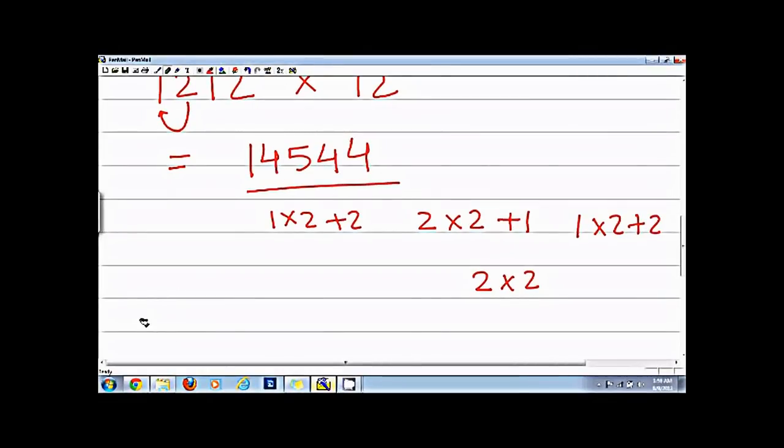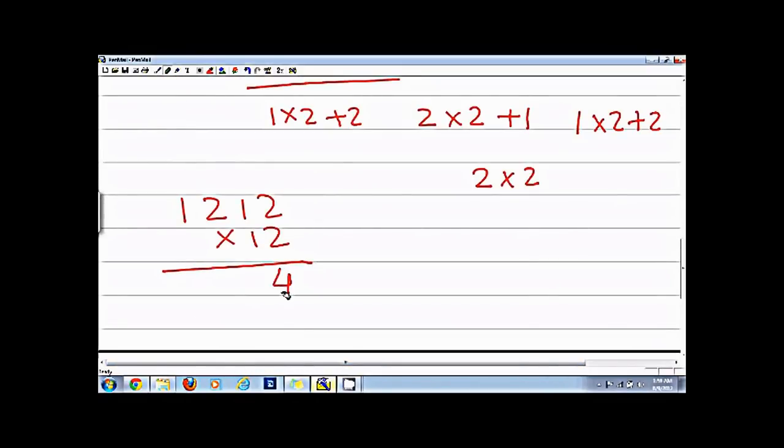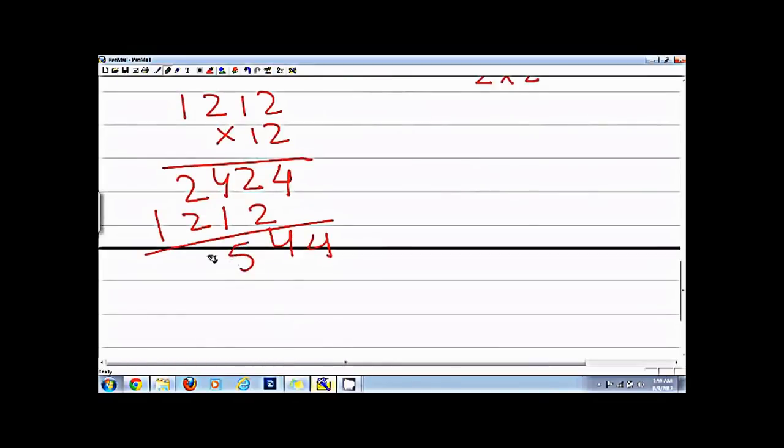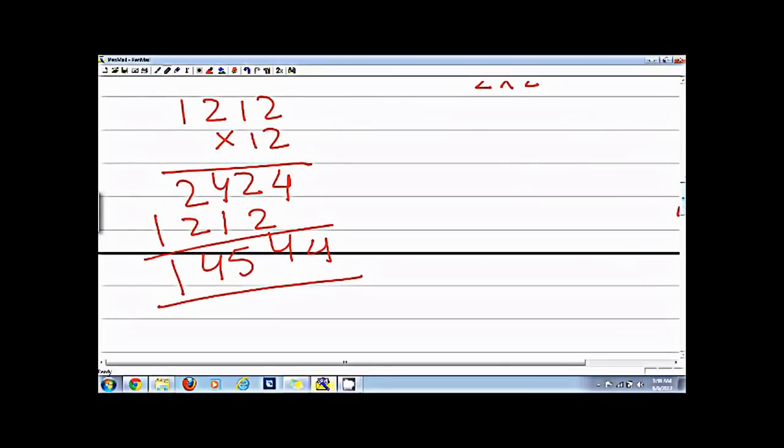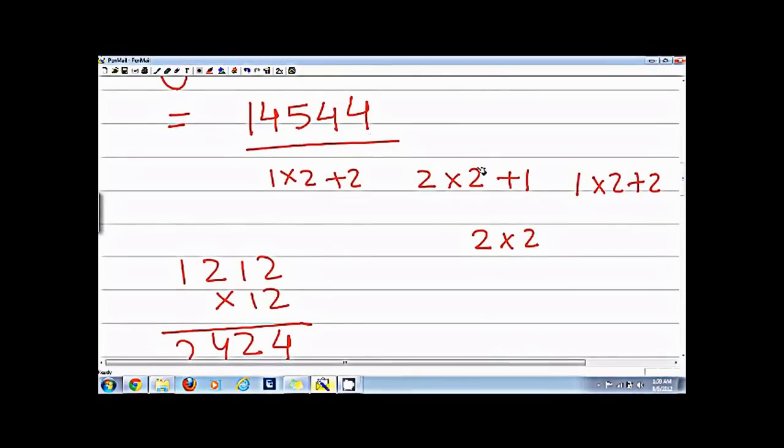I'll say 1212 times 12, and that will be equal to 4242, and then 2121. So the addition is 14544, and that is what I think I got my answer to. So 14544. So that is the answer.